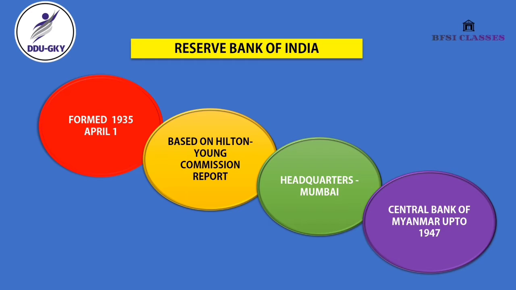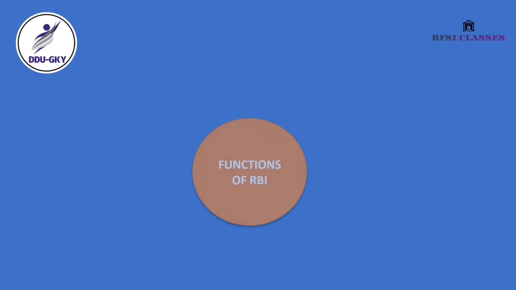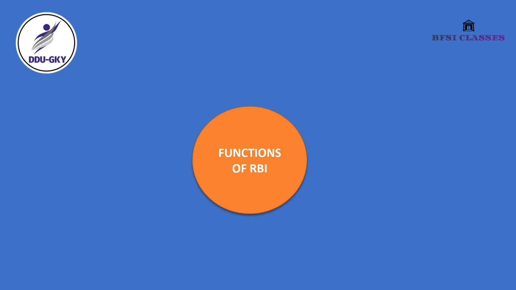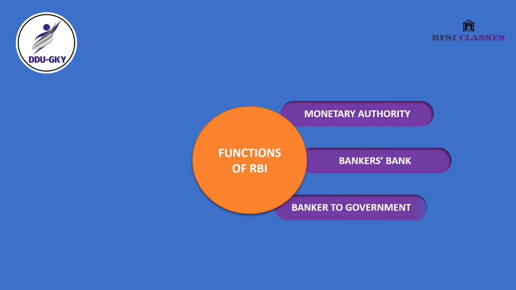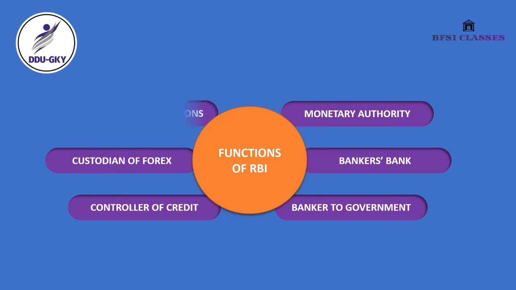Now, let us get into the main functions of RBI. There are mainly 6 functions performed by RBI as a central monetary authority of India. They are Monetary Authority, Bankers Bank, Banker to Government, Controller of Credit, Custodian of Forex, and Promotional Functions. Now let us look deep into these points turn by turn.